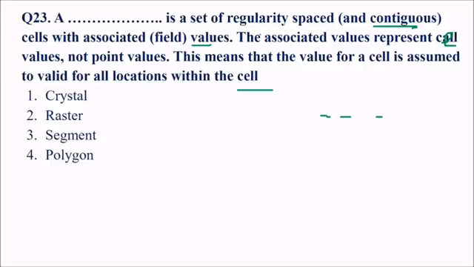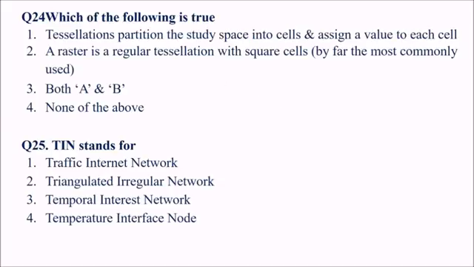So what are these? A dash is a set of regularly spaced cells with associated field values. Are you guessing raster? The associated values represent a cell, not point values. This means that the value for a cell is assumed to be valid for all locations within the cell. The answer is correct. You are guessing it right. Raster. Like the image is a raster. Elevation is a raster.